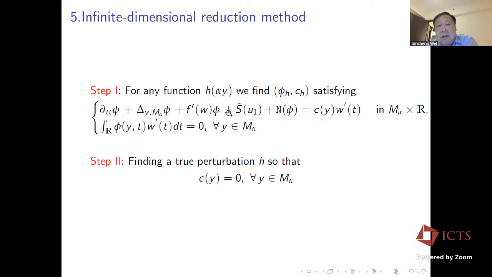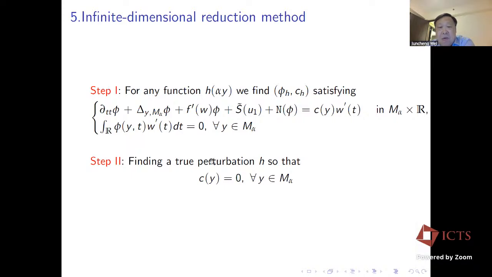For each y on the interface, for each y on the minimal surface, we impose an orthogonality condition in the normal direction. So here we have infinitely many conditions. This is the infinite dimensional reduction. In the first lecture, these were finitely many numbers, but now this is a function. And so this is the first step.